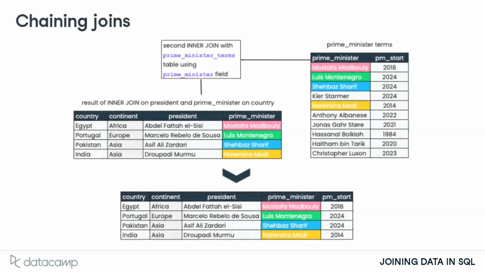If we now join the result of our first inner join with our prime minister terms table on the prime minister field, the final result will be only those countries with both prime ministers and presidents, along with the years their prime ministers assumed office. Notice that the prime minister terms table has 10 records, whereas our final result only has 4 records. This is because only 4 records from the prime minister terms table match the result of our first inner join.